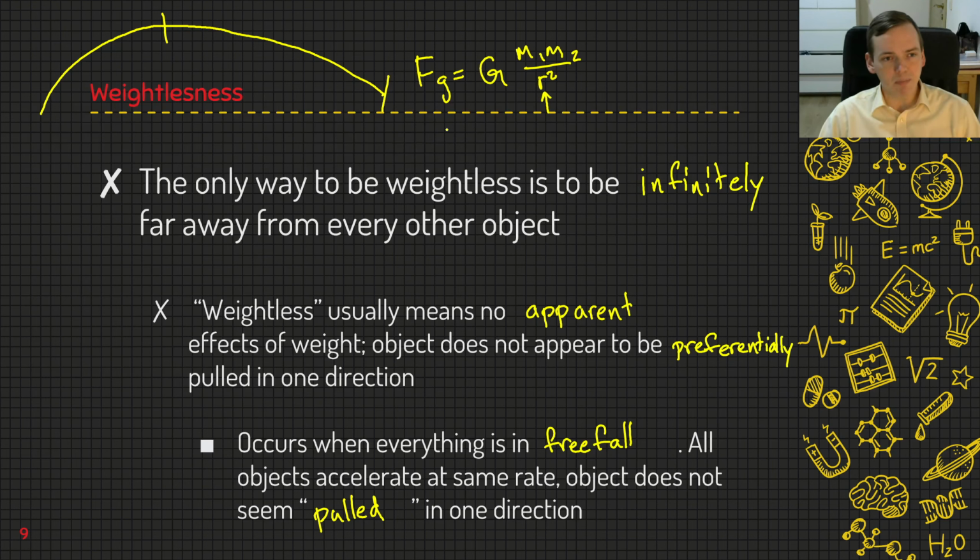So that's what we mean by weightlessness. We don't actually typically mean no gravitational force. We just mean everything is falling, so it doesn't look like anything is moving relative to one another.